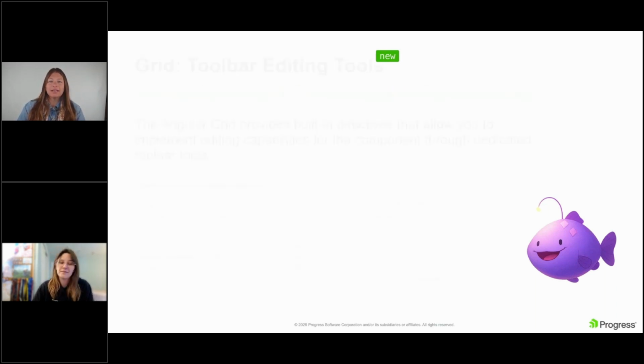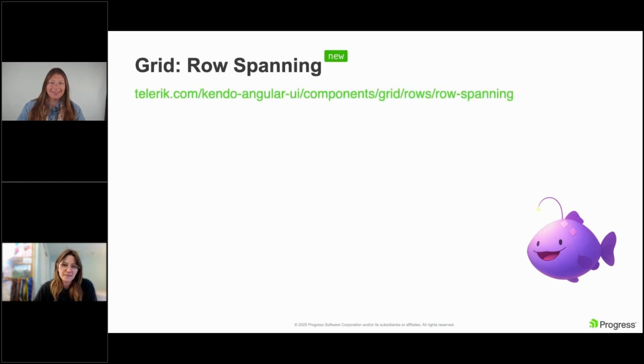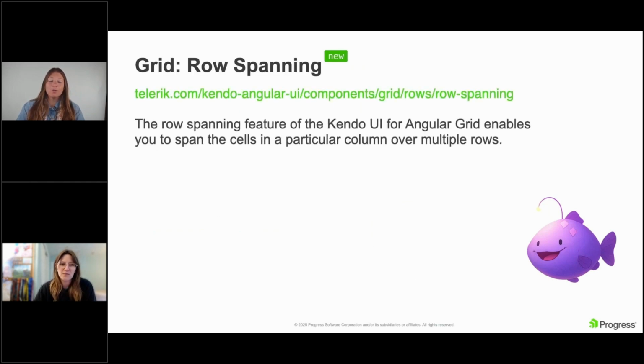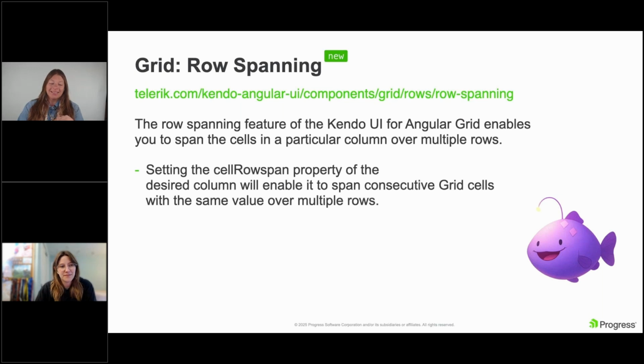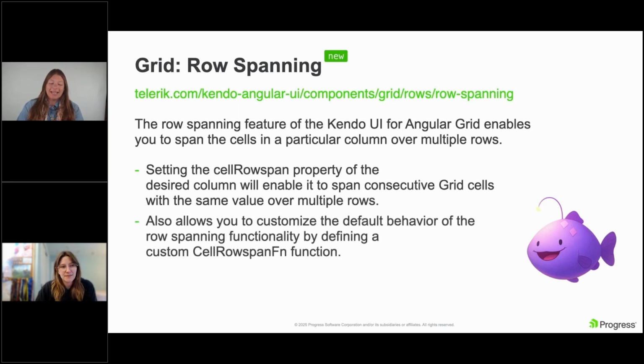And then I think on the next one with row spanning, yes. The row spanning feature of the Kendo UI for Angular Grid now enables you to span the cells in a particular column over multiple rows. And so setting the cell row span property to the desired column will enable it to span consecutive grid cells. And it also allows you to customize the default behavior of the row spanning functionality.